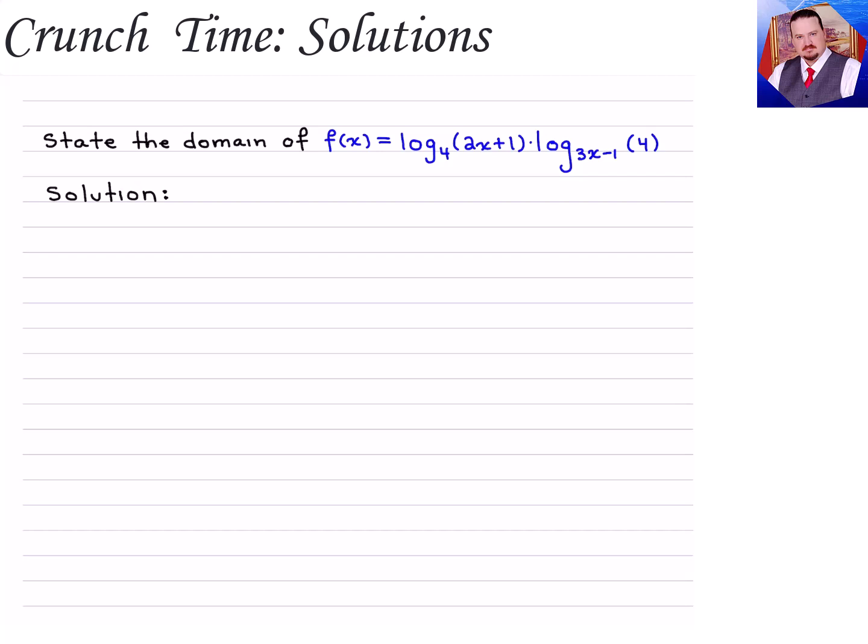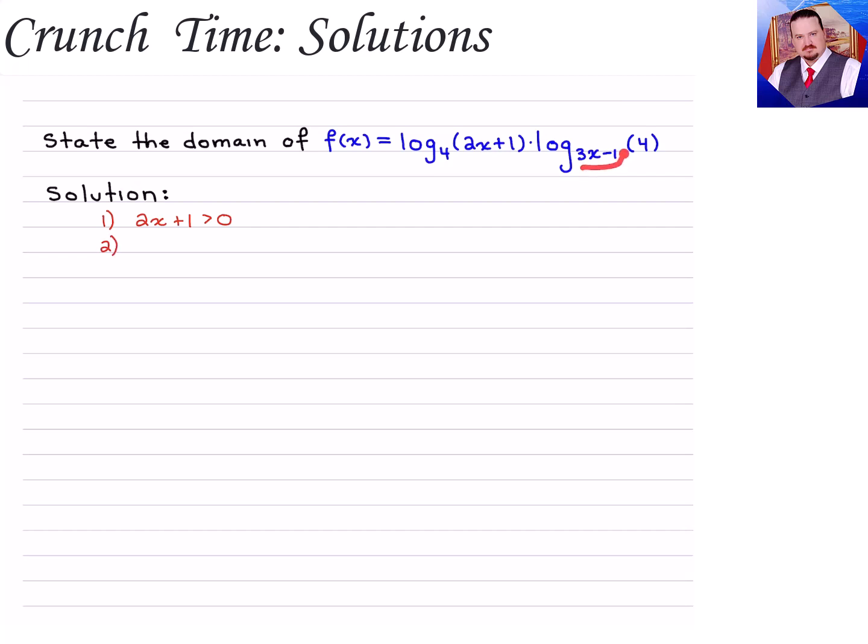And what we know is three things. So let's articulate those. One, we know that the argument of the log has to be positive. So we know 2x plus 1 has to be strictly positive, bigger than 0.